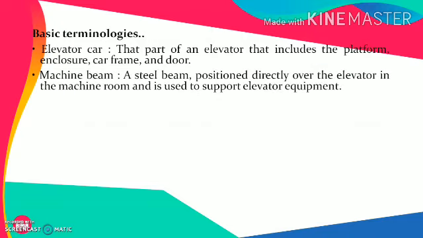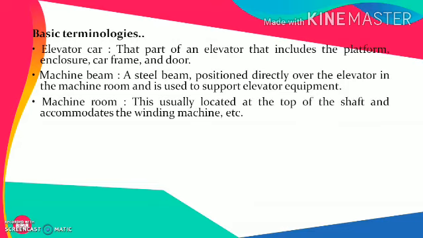Next is a machine beam. It is a steel beam positioned directly over the elevator in the machine room and is used to support the elevator equipment. These elevator equipments mainly consist of the pulley to operate the lift as per the requirement.